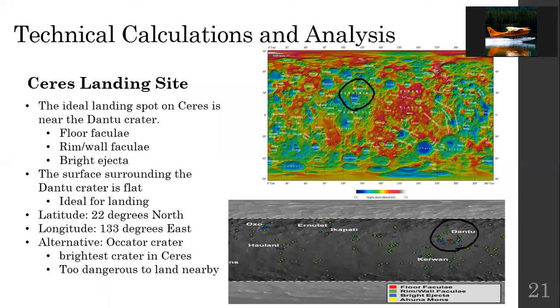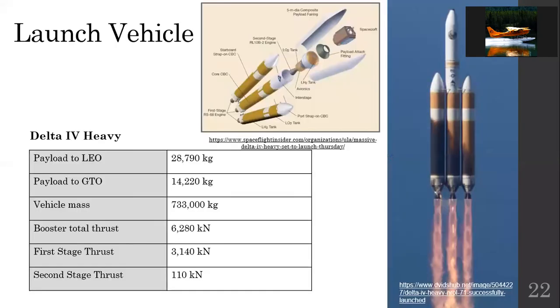Here we show the Ceres landing site, and we chose the Dantu crater. The Dantu crater is 22 degrees north and 133 degrees east because of its location within a low-lying region named Vendimia Planitia, which has been proposed to represent an ancient impact basin. Dantu possibly offers a window into the composition of Ceres' deeper crust, which apparently is enriched in ammonia. Slide.